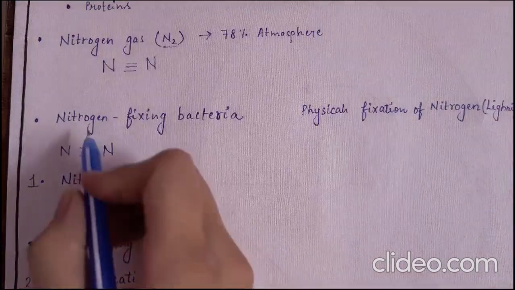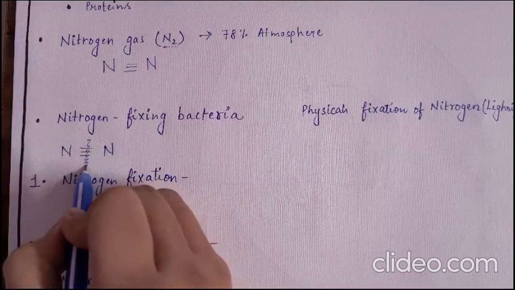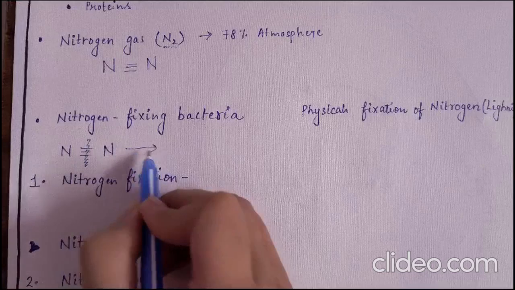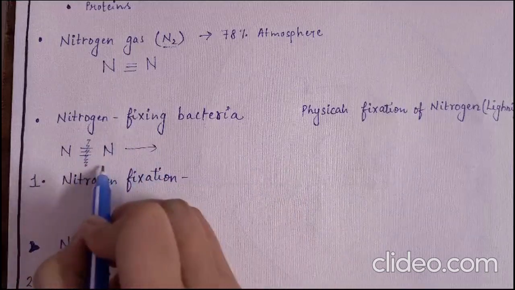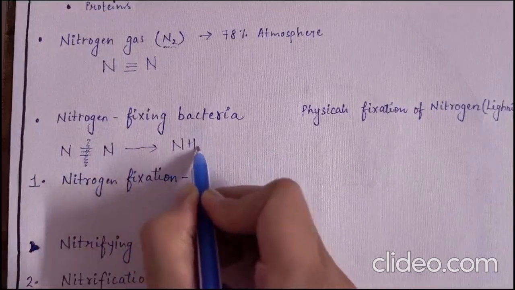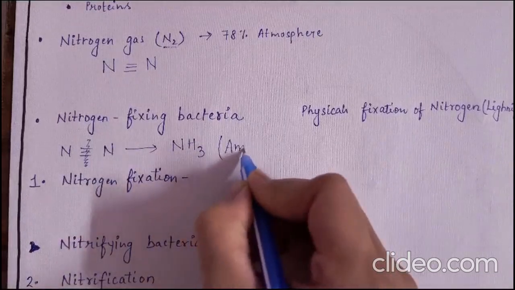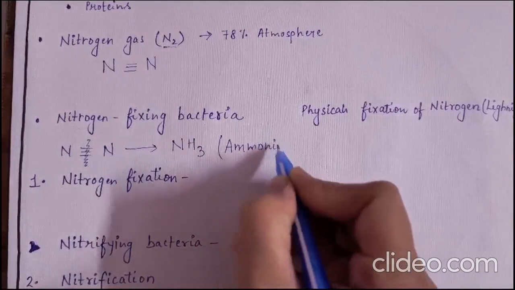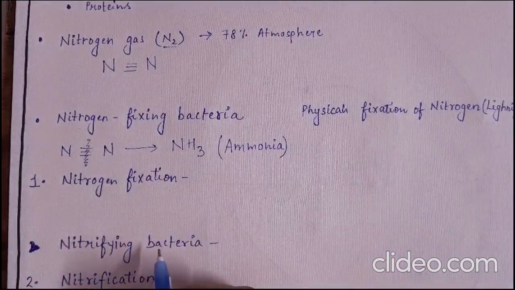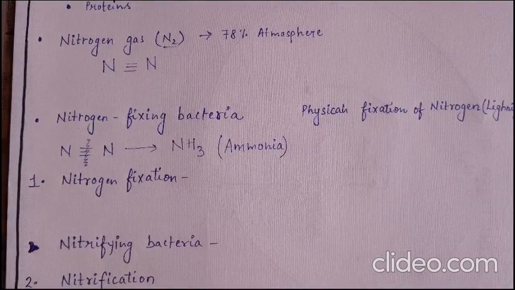All right, so what does this bacteria do? It breaks this triple bond, and it adds hydrogen. So this N2 becomes NH3. What is this NH3 called? This is known as ammonia. We call it ammonia.